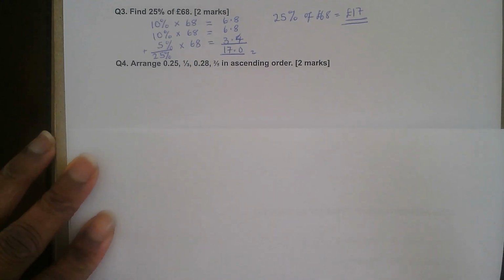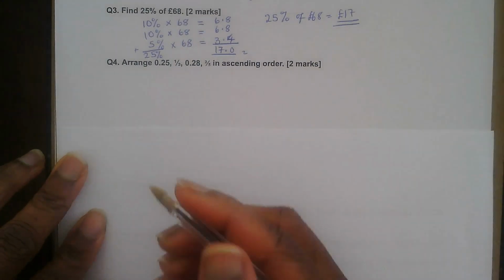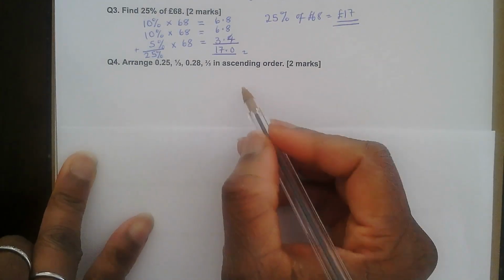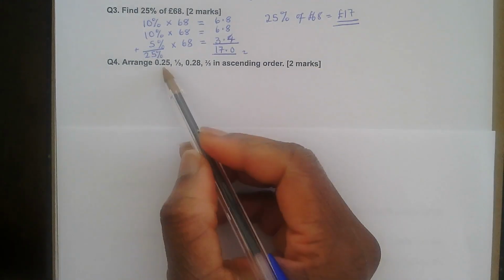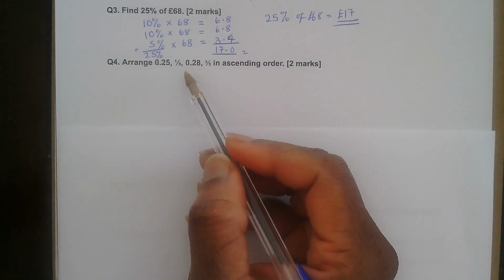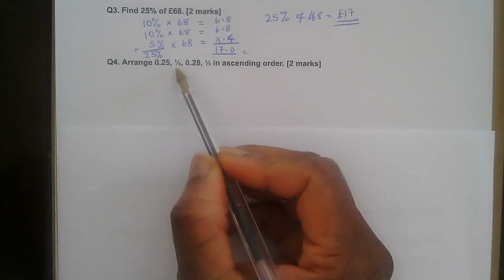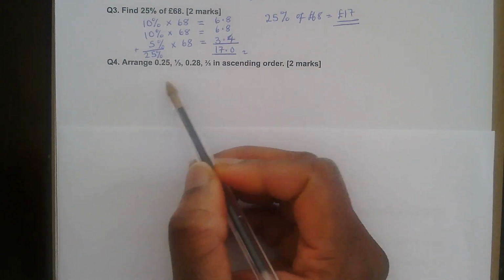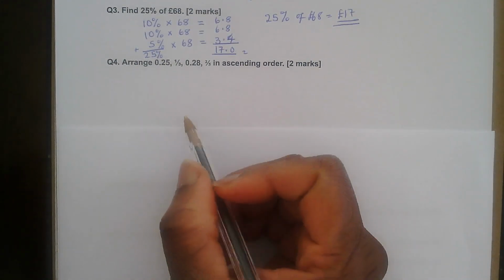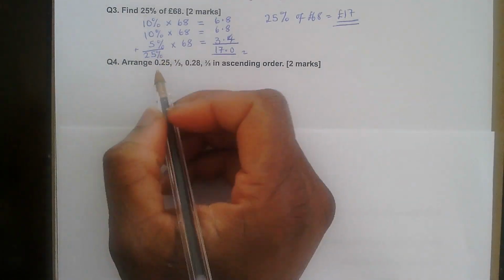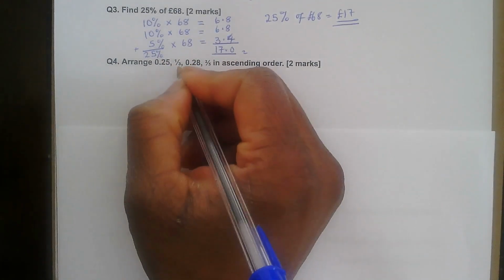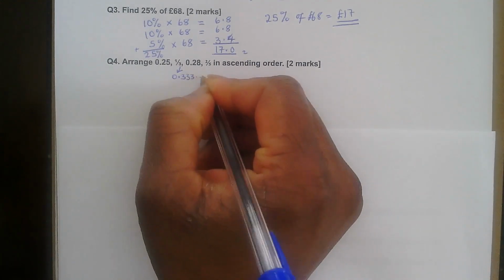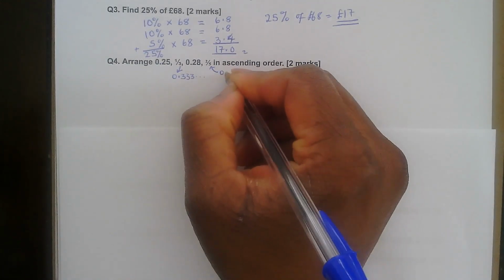Arrange 0.25, 0.28, a third, 2 over 5 in ascending order means from the smallest to the largest. So what you want to do is change all this into the same representation. Maybe as a fraction, or you change everything to decimal. The approach we're going to take is to change all to decimal. 1/3 is 0.333 and so on. 2/5 is 0.4.